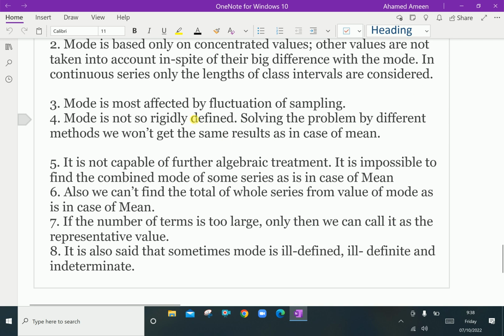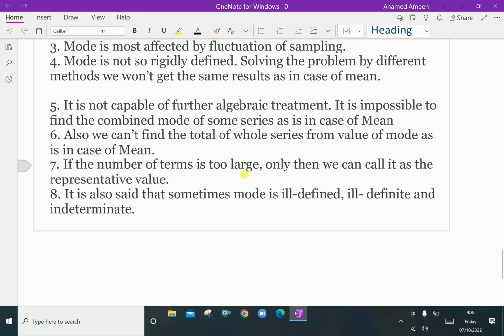Mode is not affected by fluctuation of sampling. If there is no smooth dispersion, we have fluctuation in the sampling. For that, mode cannot be found. Mode is not so rigidly defined, that is, solving the problems by different methods we won't get the same result as in the case of mean.